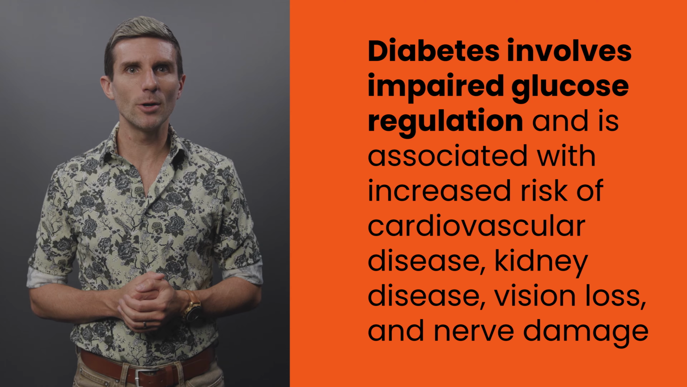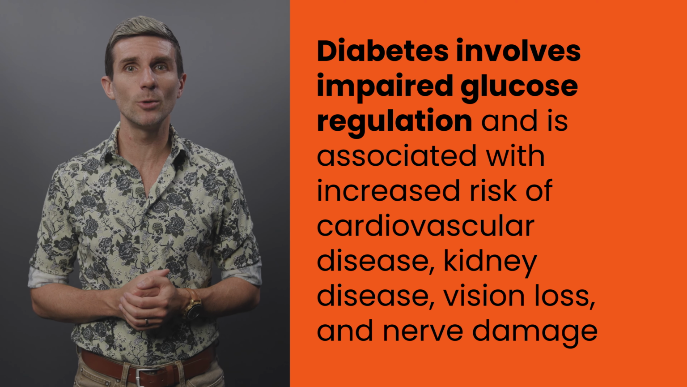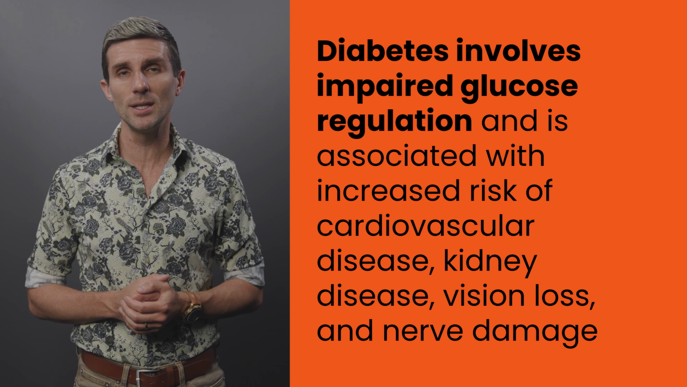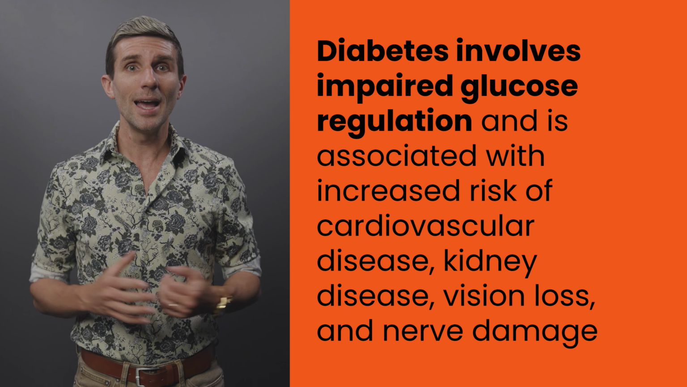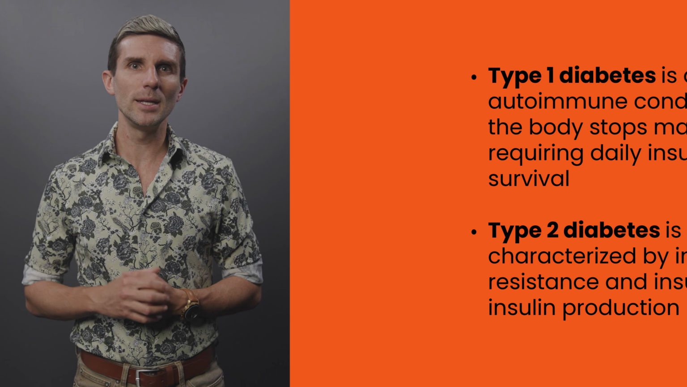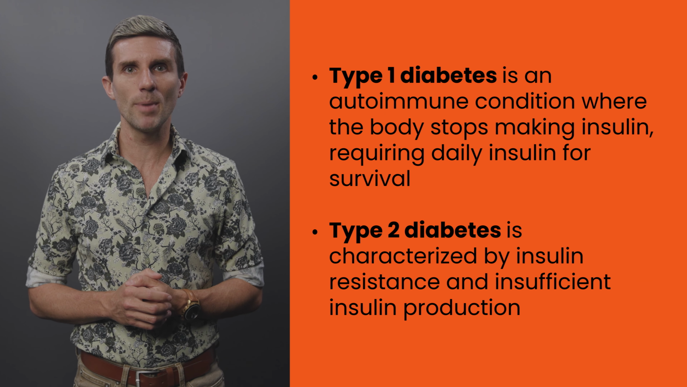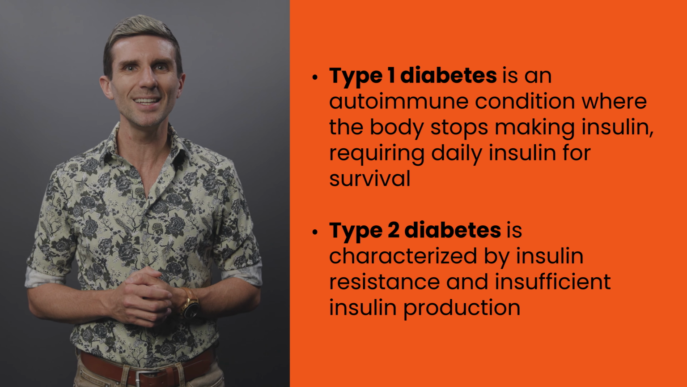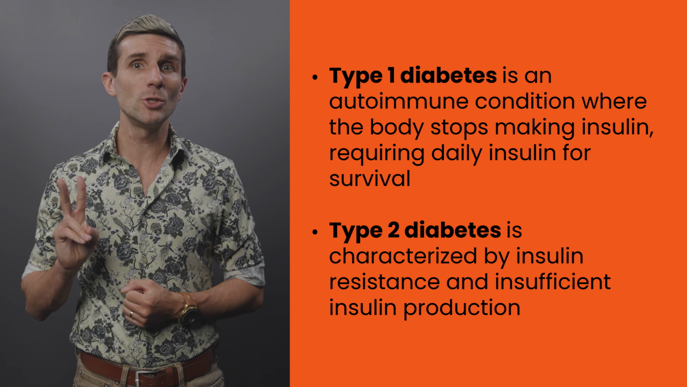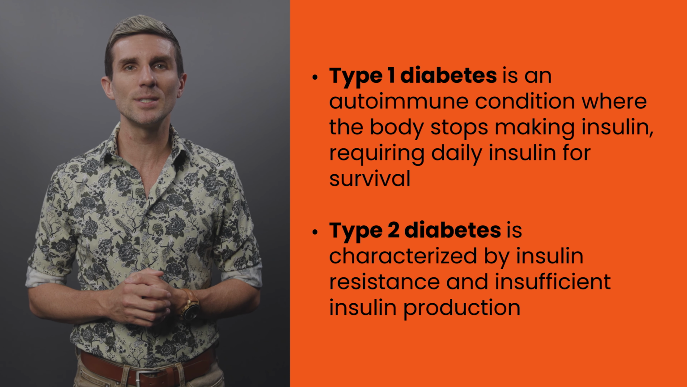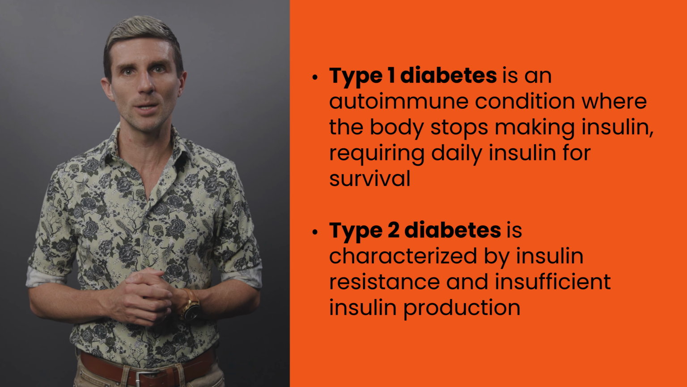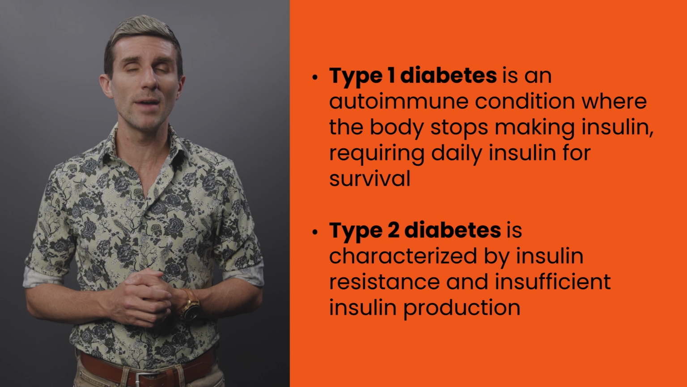Metabolic and endocrine conditions, particularly type 2 diabetes, are also common in later life. Diabetes involves impaired glucose regulation and is associated with increased risk of cardiovascular disease, kidney disease, vision loss, and nerve damage. Diabetes comes in two types. Type 1 diabetes is an autoimmune condition where the body stops making insulin, requiring daily insulin for survival, while type 2 diabetes is characterized by insulin resistance and insufficient insulin production, making it more common and often preventable.